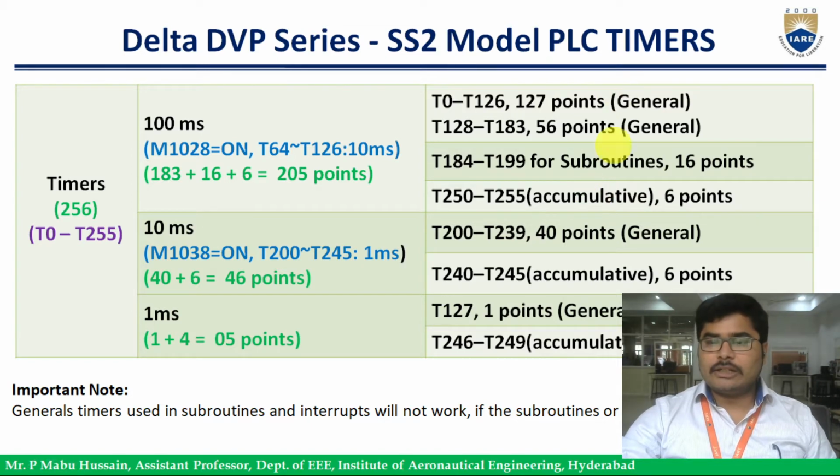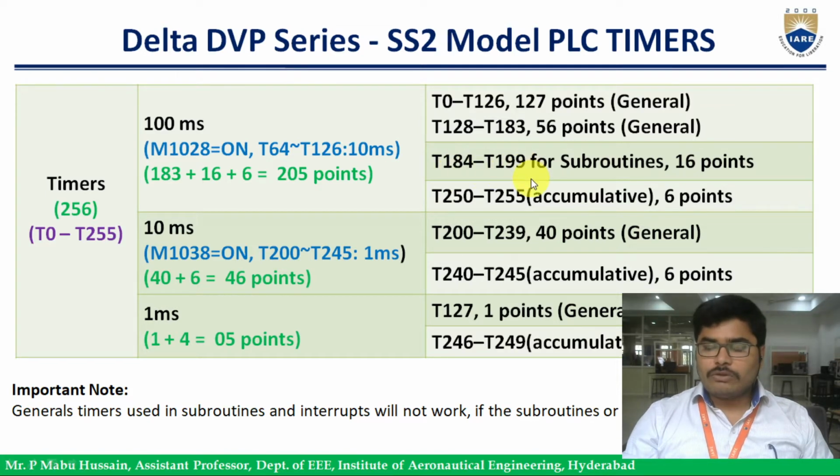Let us see that there are three types of timers again: general, subroutine, and accumulative timers. In 10 millisecond timers also, we have T200 to T239 as general timers, and T240 to T245 as accumulative timers. In the 1 millisecond category, we have only 1 point as a general timer and 4 points as accumulative timers. When you use the general timers in subroutines or interrupts, those will not be executed properly. So if you have any subroutine in your program, you have to use the timers from T184 to T199 only.